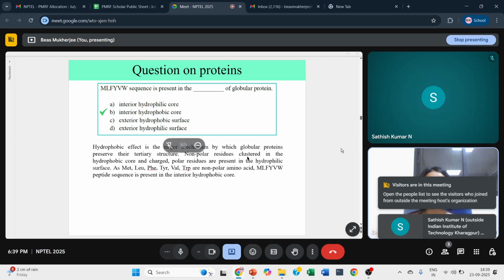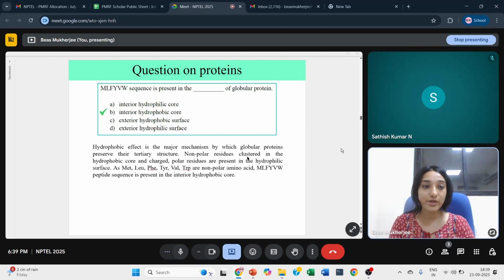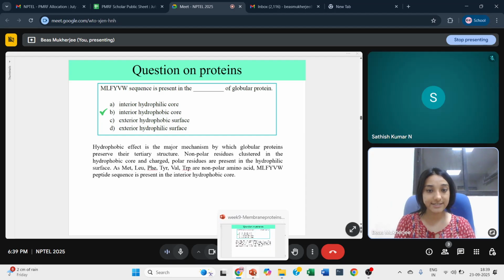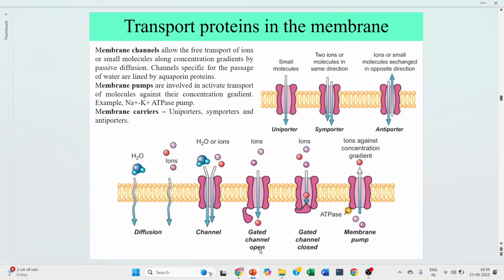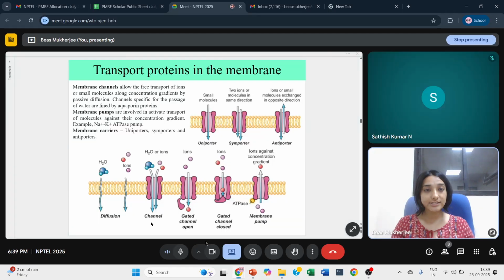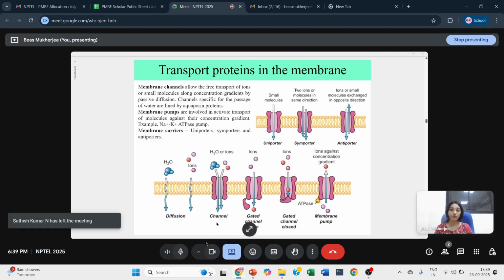So hello, in this class we are talking about membrane proteins, and let's try to solve a few questions. Now we are talking about transport proteins that are important membrane proteins. The first one is membrane channels. Membrane channels allow free transport of ions or small molecules along the concentration gradient. Along the concentration gradient means that there is passive transport by the method of passive diffusion, and channels specific for passage of water are lined by aquaporin molecules. Aquaporins are definitely important for the passage of water.